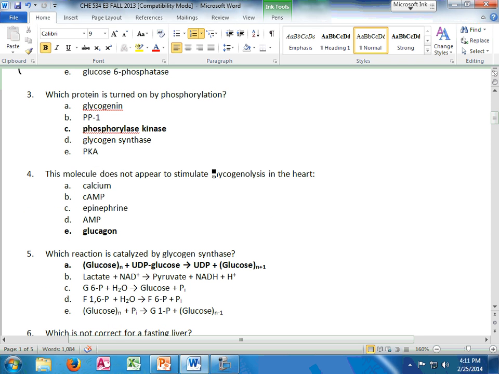Which protein is turned on by phosphorylation? So I think you can find that on slide 39. Glycogen phosphorylase would also be turned on by phosphorylation, because this enzyme here is going to phosphorylate glycogen phosphorylase. This one is going to be turned off by phosphorylation. pKa is the one that is doing the phosphorylation here, the one that's adding it. PP1 would do the opposite. Glycogenin has nothing to do with it.